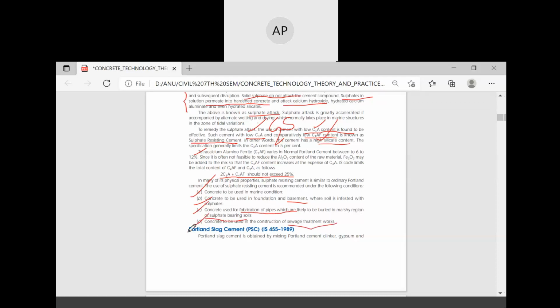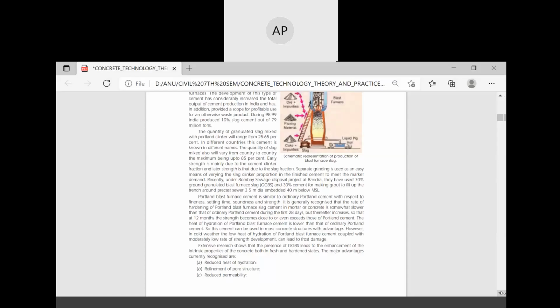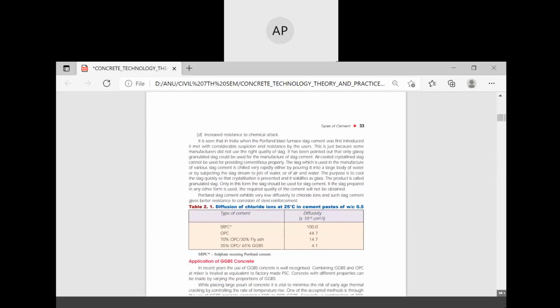Next is Portland slag cement. The IS code is IS 455 1989. Portland slag cement is obtained by mixing Portland cement clinker, gypsum, and granulated blast furnace slag.